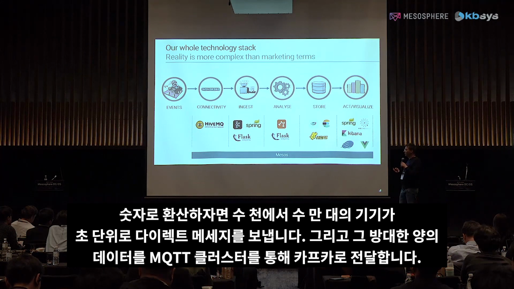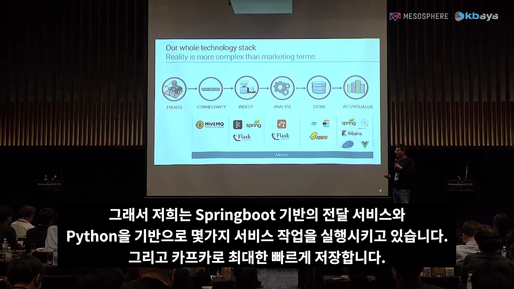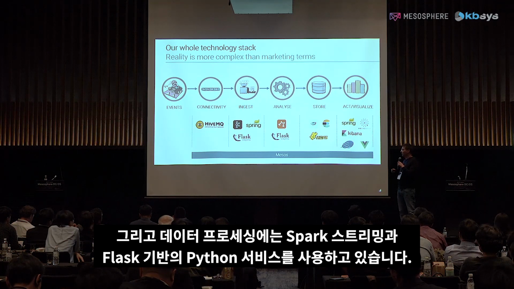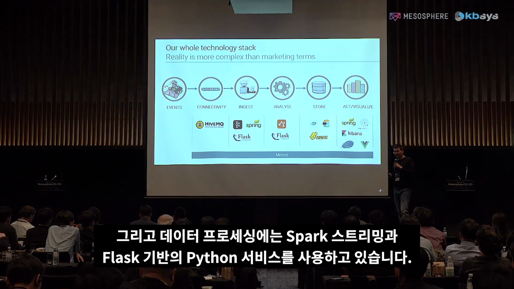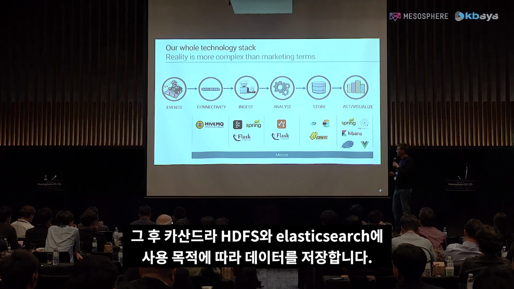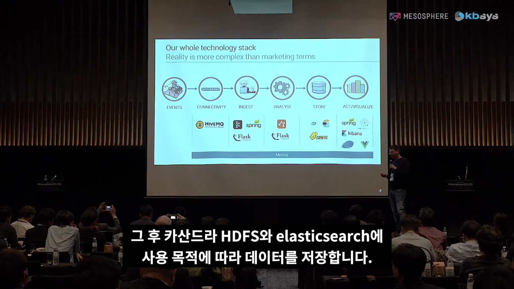Then we're forwarding all the messages coming on the MQTT cluster directly into Kafka. We have forwarding services based on Spring Boot and some Python services that also take care of a few things. So we're ingesting them into Kafka, so it's stored as quickly as possible. Then we're using Spark streaming for the data processing, and we also use some Flask-based Python services in our processing chain. Then we store the data in Cassandra, HDFS, and Elasticsearch, depending on what we need the data for.